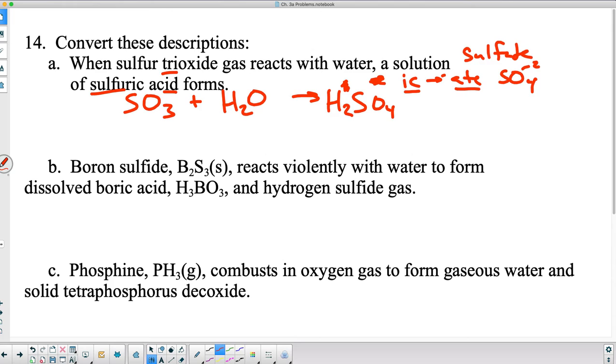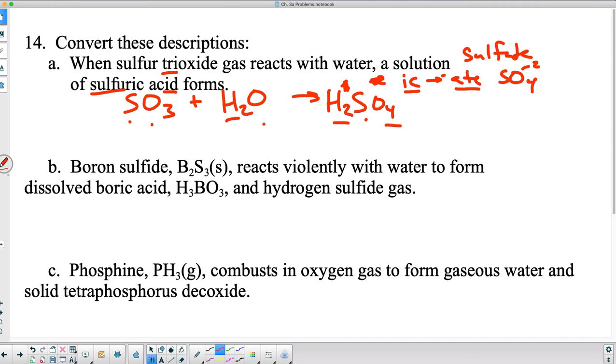So now I go back through and I check to see. I have 1 S, 1 S. 3 plus 1 is 4 oxygens, 4 oxygens. I have 2 hydrogens and 2 hydrogens, so that's balanced. SO3 plus H2O yields H2SO4.